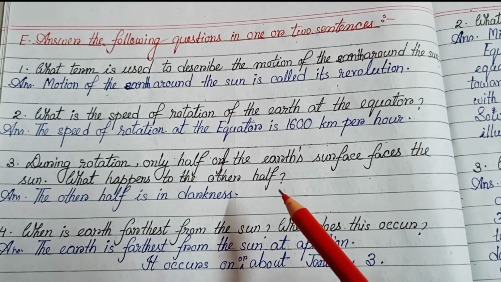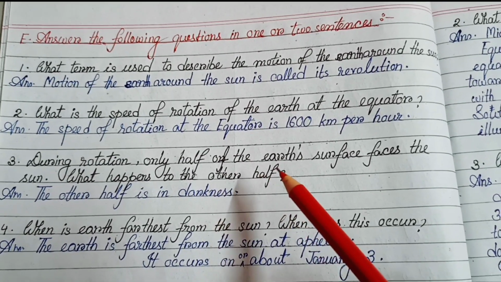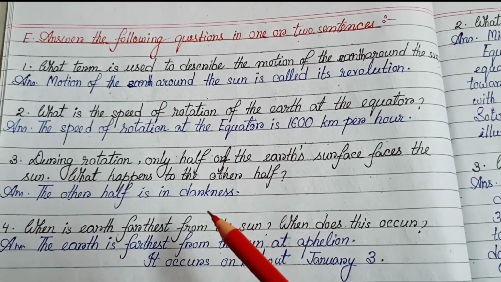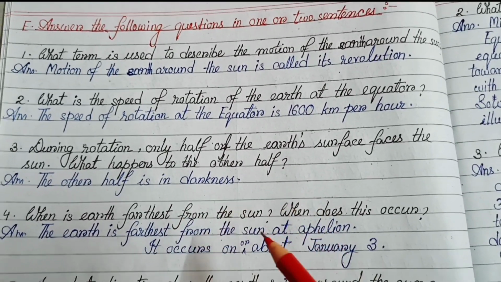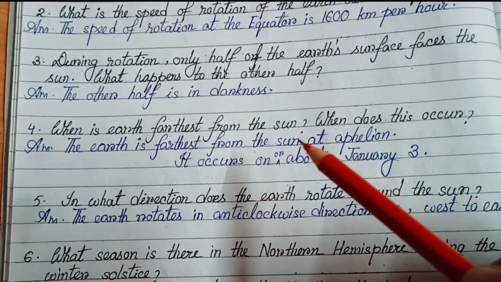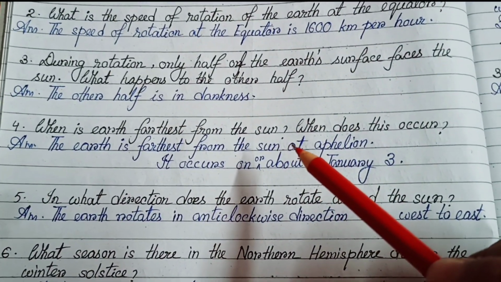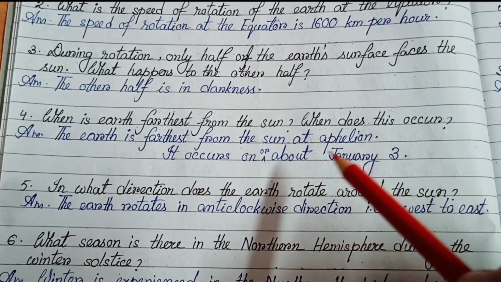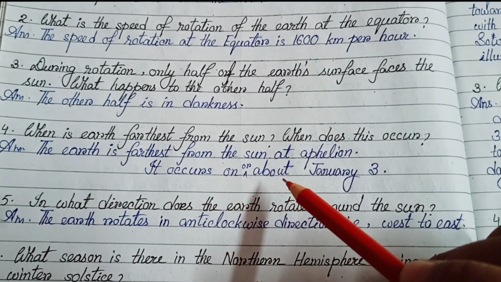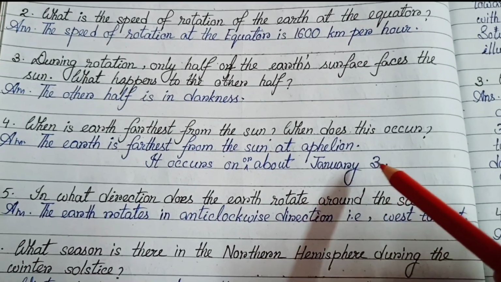Number 3, during rotation only half of the earth's surface faces the sun. What happens to the other half? The other half is in darkness. Number 4, when is earth furthest from the sun? When does this occur? The earth is furthest from the sun at aphelion. It occurs on or about January 3.